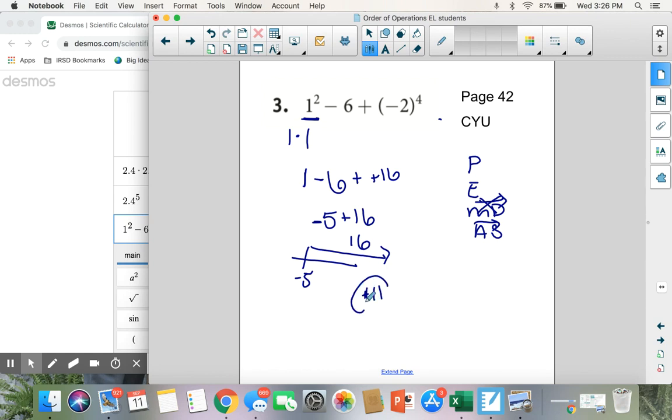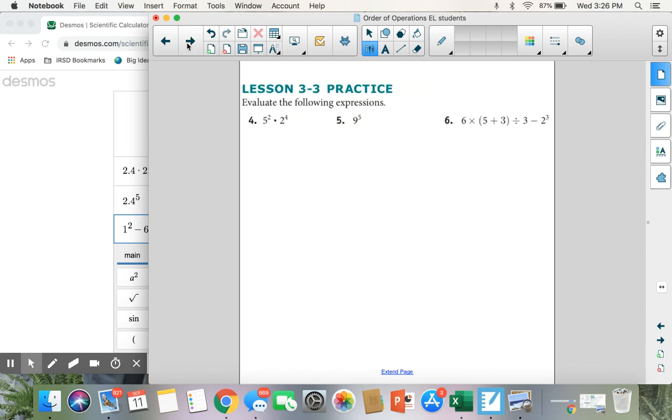Oh, man, I did that twice. So it should be positive 11 because I end up going from negative 5, 1, 2, 3, 4, 5. That got me to 0. And then I have 11 more. 6, 7, 8, 9, 10, 11, 12, 13, 14, 15, 16. So that lands me right there, right at 16. Great. Okay, so now go ahead and try the 3-3 practice.